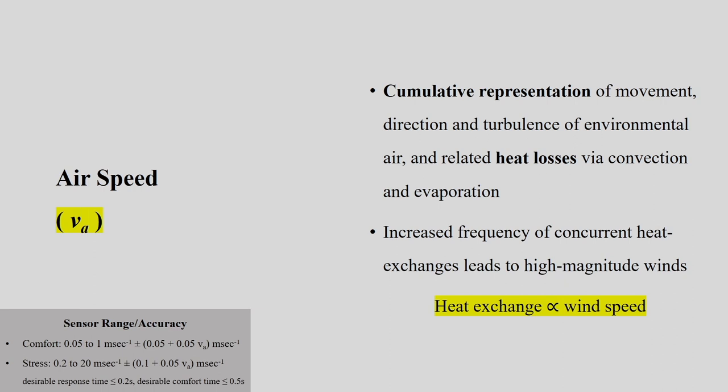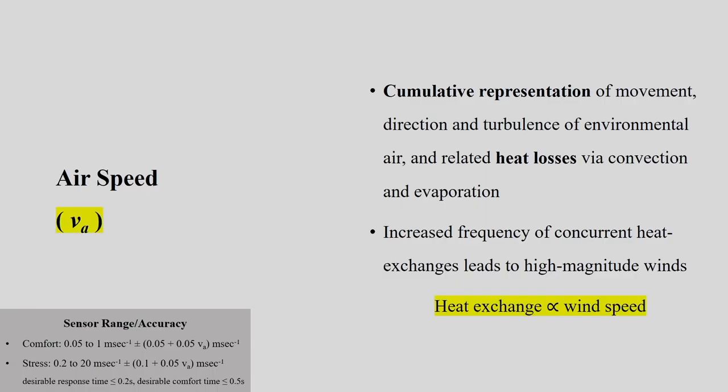Very simple definition, right? So when we are talking about the movement, we are talking about the direction, and the turbulence of environmental air, which is going to cause heat loss due to convection and evaporation. Increased frequency of concurrent heat exchanges leads to high magnitude winds. So heat exchange is equivalent to the wind speed. If there is a high amount of heat exchange, wind speed also will increase.